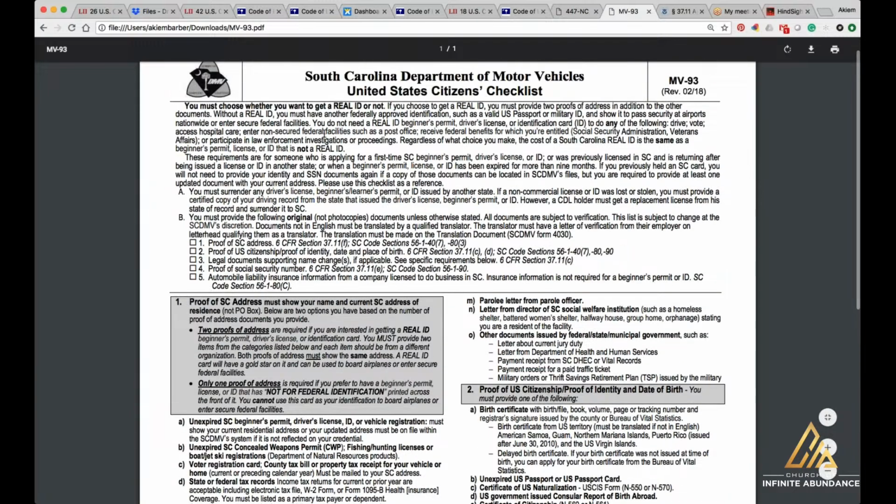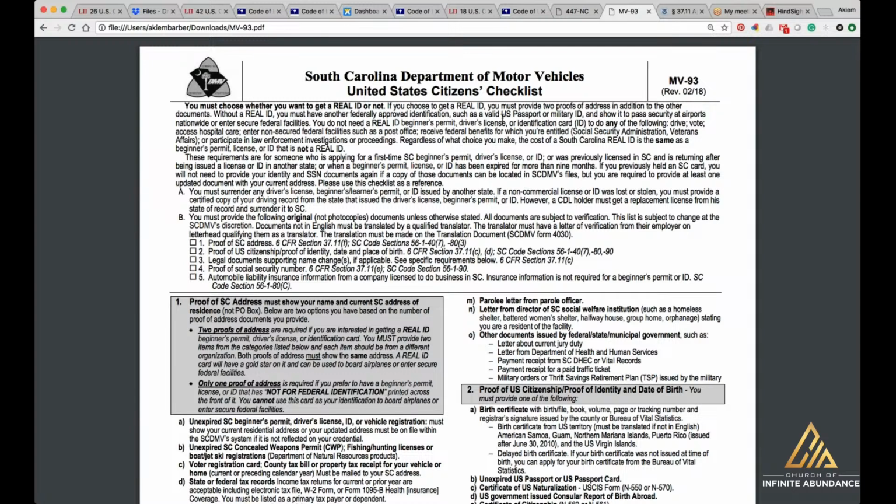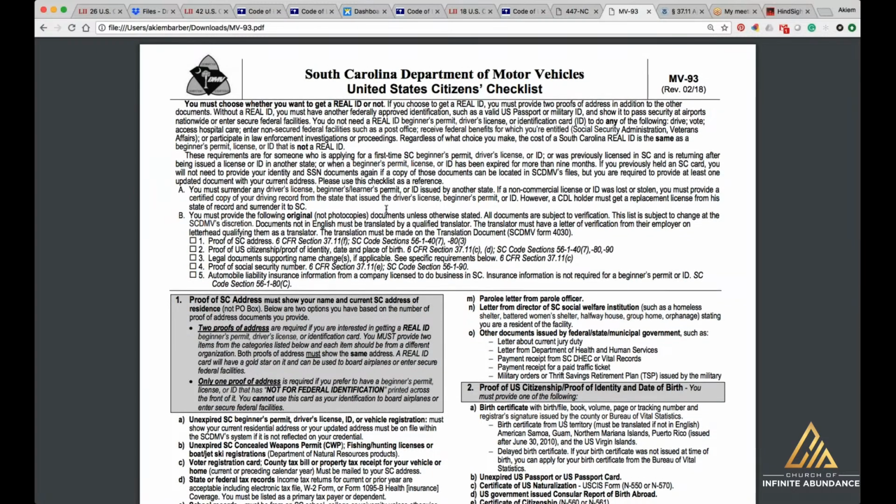So if you go down here, especially for the real ID, the requirement for a real ID is if you choose to get a real ID, you must provide two proofs of address in addition to the other documents. So the only difference in getting a real ID is you got to have two proofs of address. The rest is pretty much the same. So if you don't give them two proofs of address, you can't get a real ID.